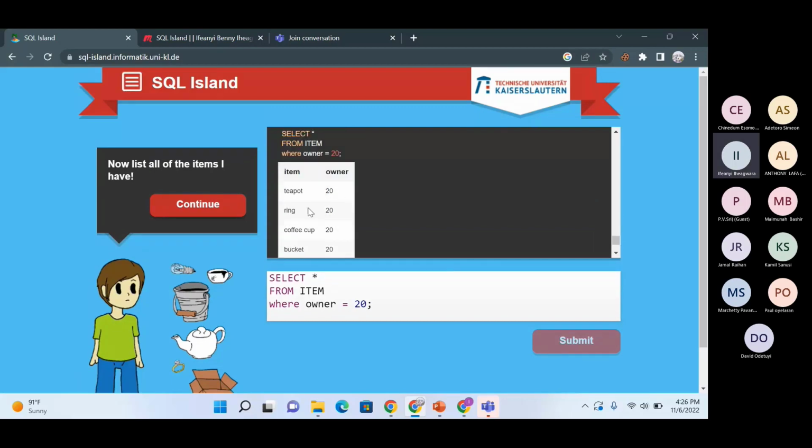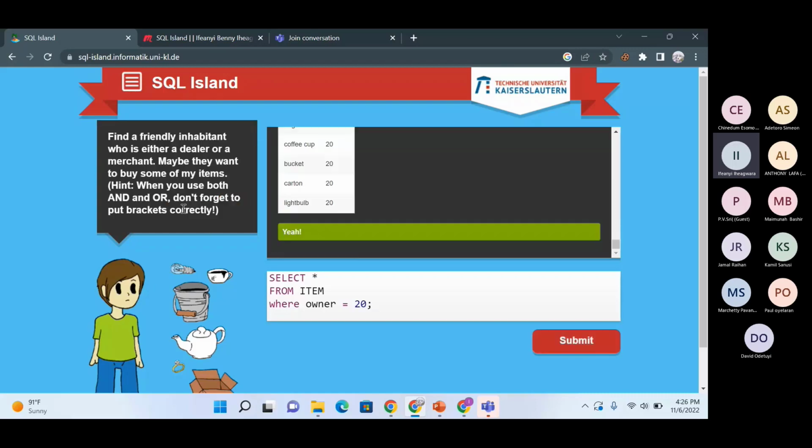So the teacup, the ring, the coffee cup, and the buckets, they now all belong to him. So we continue playing. Okay, so we might find a friendly inhabitant, which is a dealer or a merchant, and we want to buy these items.